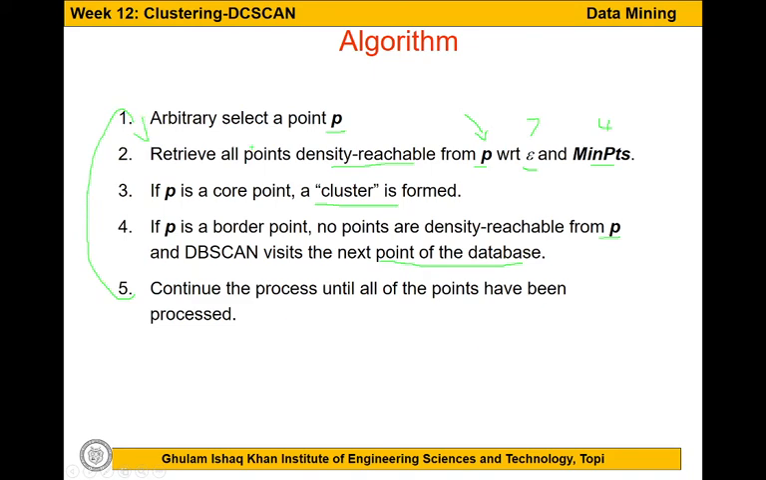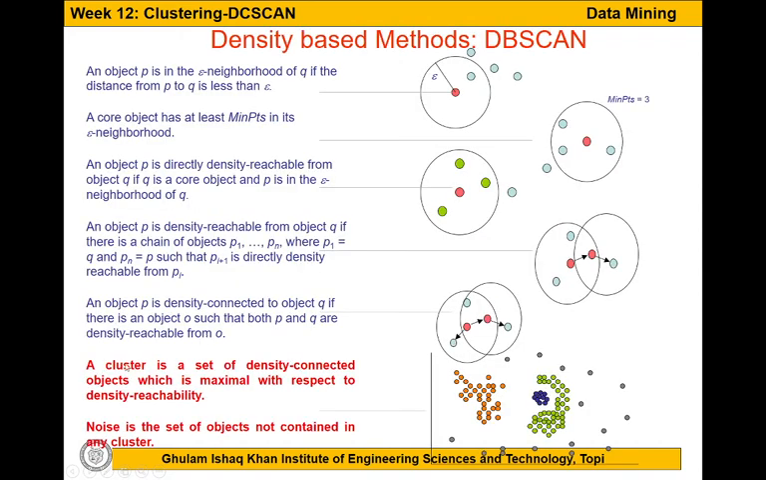So for every point we will at least perform these two steps, and if the point turns out to be a core point, that will become a cluster. And among these many clusters, we have to find the set of connected points which are longest, or maximal, in terms of density reachability.